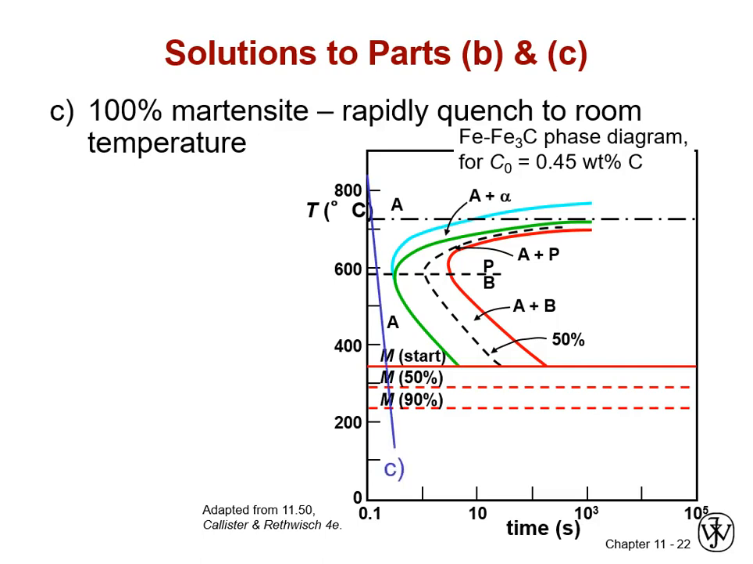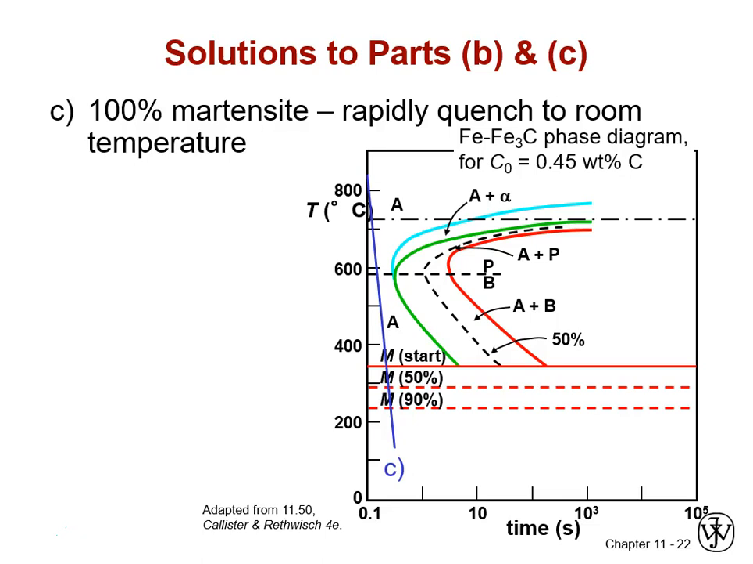So this is the type of cooling profile that would give us 100% martensite. We had to cool very fast. If you look at the time that we had available before we start to hit the onset of the alpha ferrite formation or the bainite formation, they're just below 600 degrees. We had to get that entire part below that temperature in less than 1 second. So I hope it was a very thin part and a very effective quench bath.